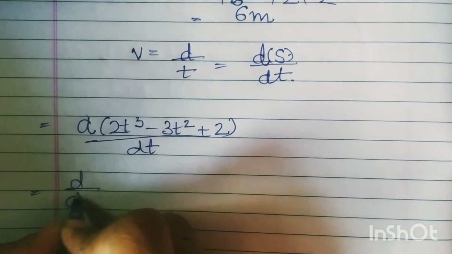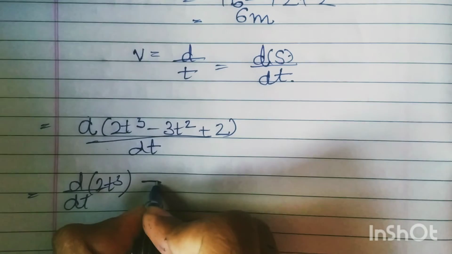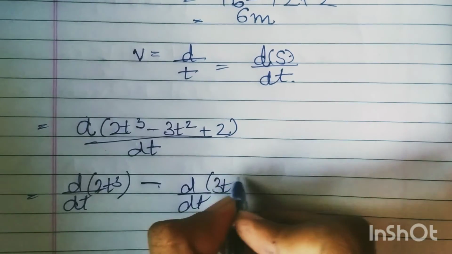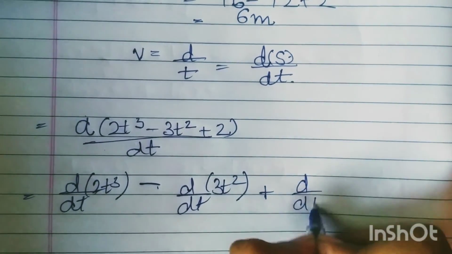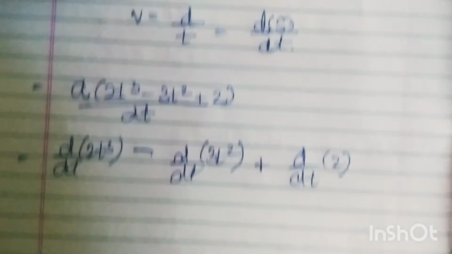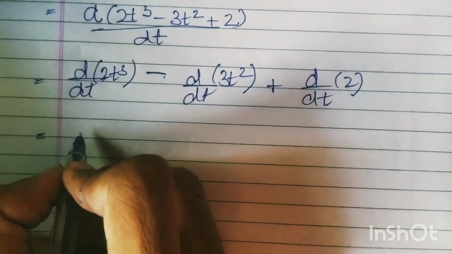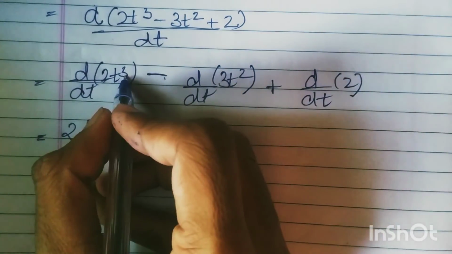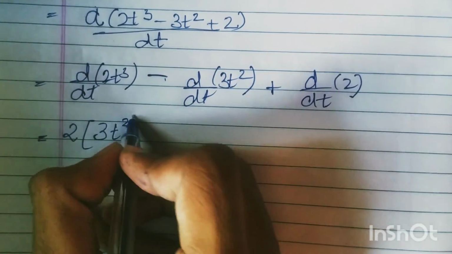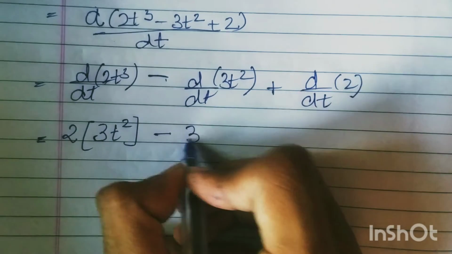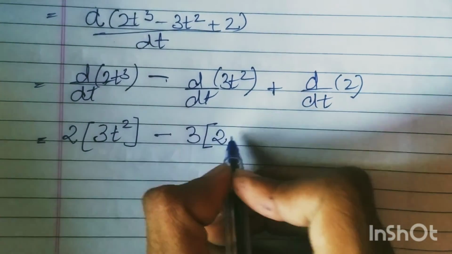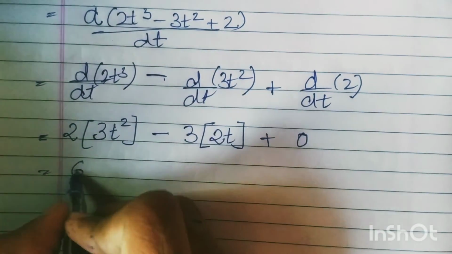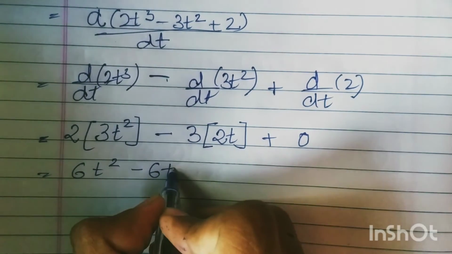So d upon dt, first term 2t cube. Remember the sign here is negative, so our first sign will be negative only. Then 3t square plus d upon dt of 2. Solving further, we get, taking 2 as constant outside, first power 3t to the power 3 minus 1 that is square, minus, taking the constant 3 outside, then 2t, plus differentiation of a constant is 0 as you know. So this will be 6t square minus 6t.